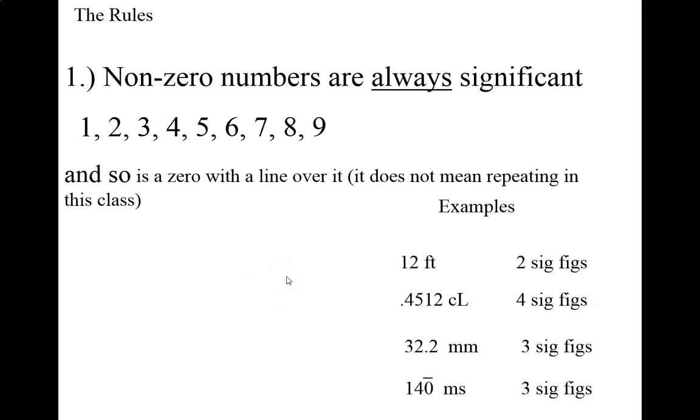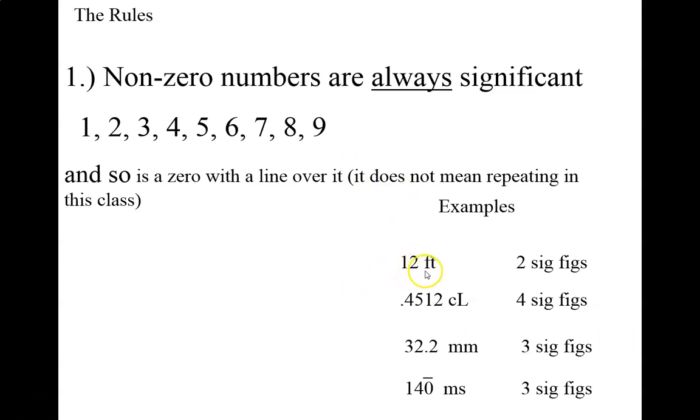It's the rest of the rules that say when 0 counts as a sig fig, and this includes one of them. If you put a 0 with a line over it, what I'm telling you is that is a sig fig. I'm not trying to tell you that it means that it repeats. That does not mean that in this class. I'm telling you that 0 is a significant figure.